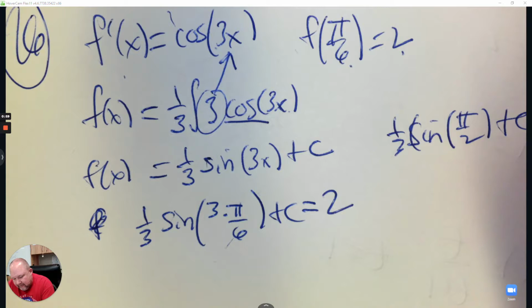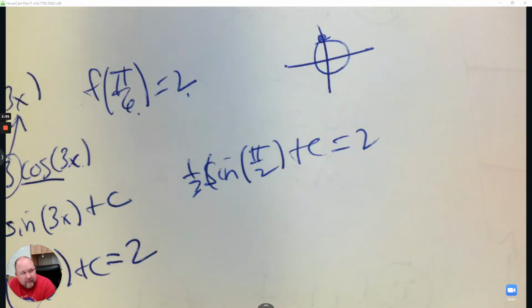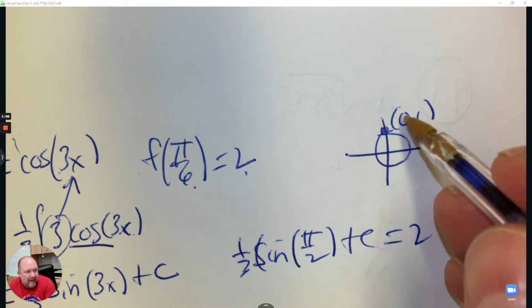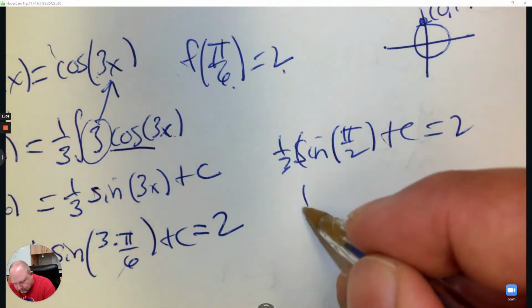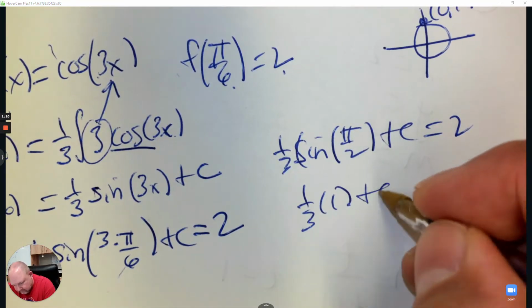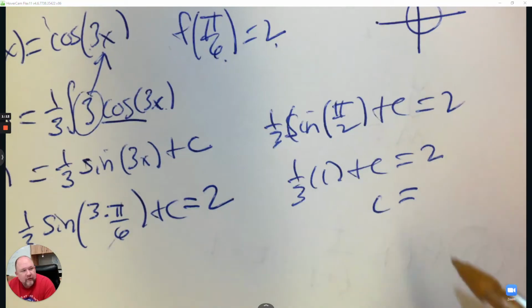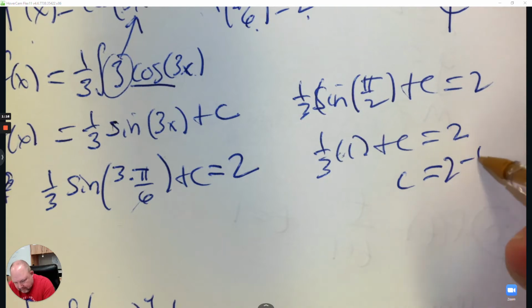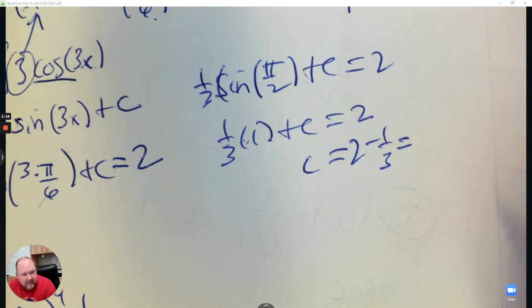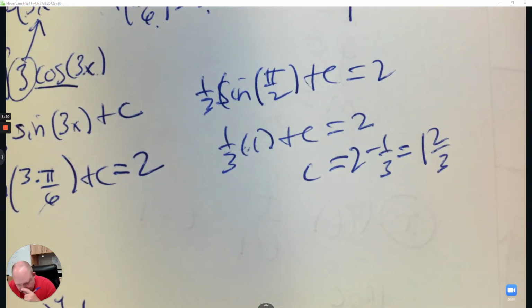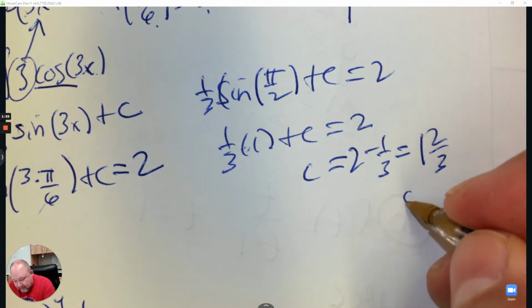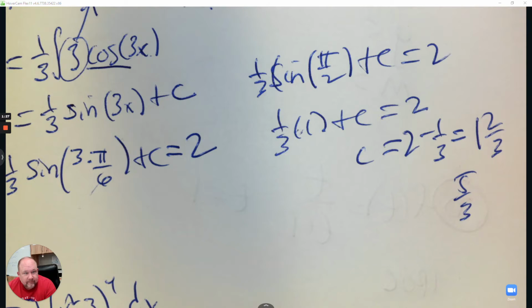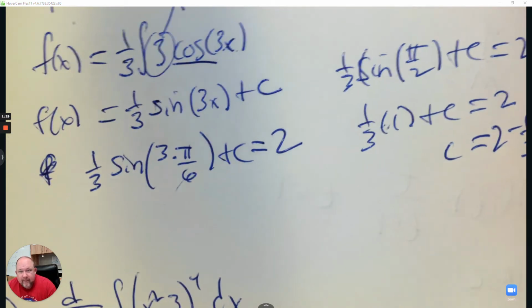I like giving myself a visual of where pi over 2 is. It's at the top, and sine goes with the y coordinate at the top. So 1/3 times 1 is 1/3. So subtract 1/3, and you have what c equals. You can think of this as 1 2/3, or you can think of it as 5 over 3.